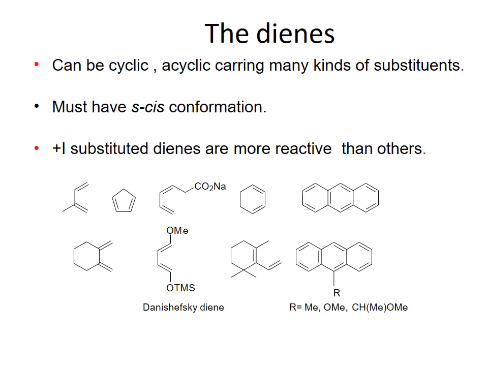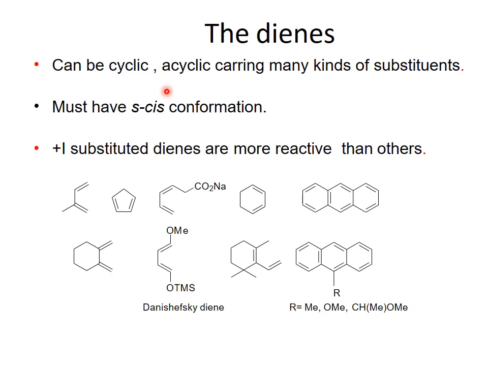This slide shows the diene system. Diene, that is the conjugated diene, mainly consists of 4 carbon atoms, and we can say the basic skeleton is 1,4-butadiene. The diene can be cyclic or acyclic, carrying many kinds of substituent. The diene must have cis conformation. Cis conformation means the 2 double bonds are cis. The configuration of the 2 double bonds in the diene is cis.